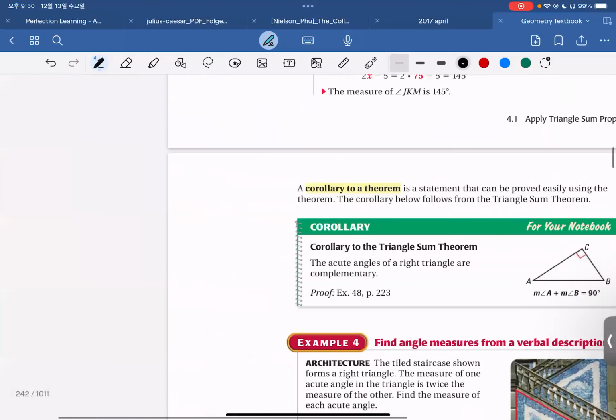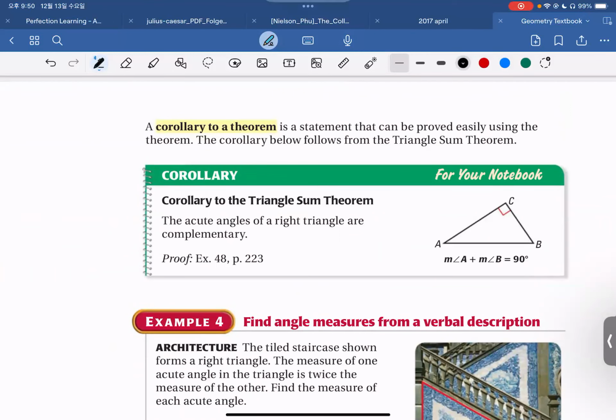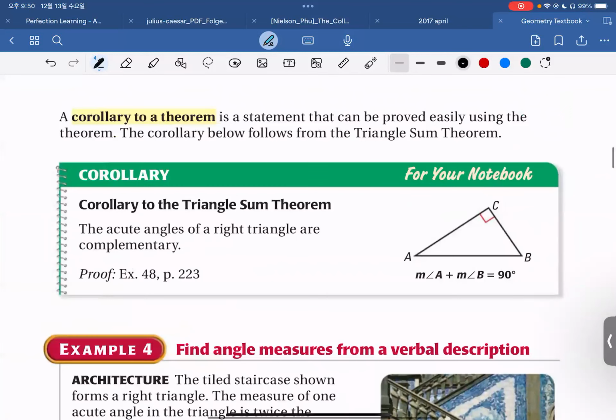And this is a corollary to the triangle sum theorem. You have to remember that a corollary is something that is kind of an extension and is really similar. It's not a totally independent theorem, and it's contingent on a previous theorem. In this case, it is contingent on the triangle sum theorem. Here it's saying that the acute angles of a right triangle are complementary. So if there's a 90 degree angle, the other two angles that are acute add up to 90 degrees.